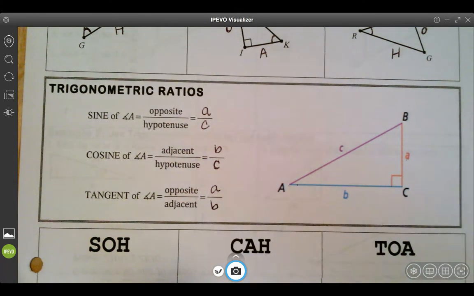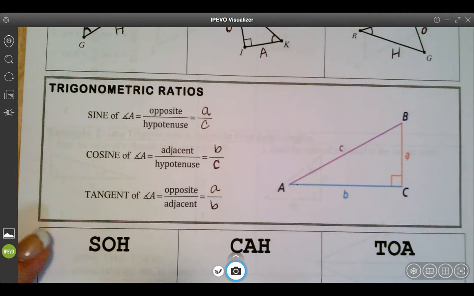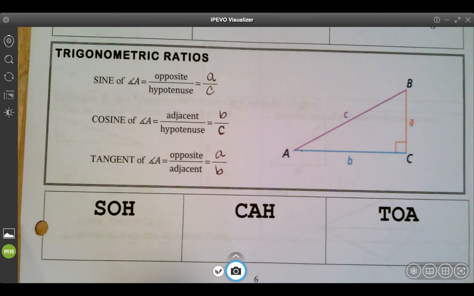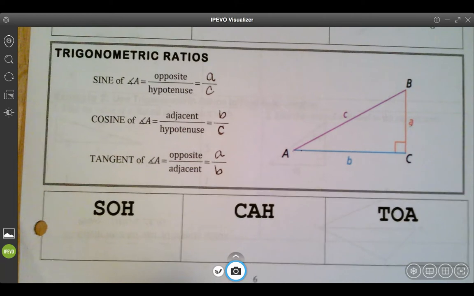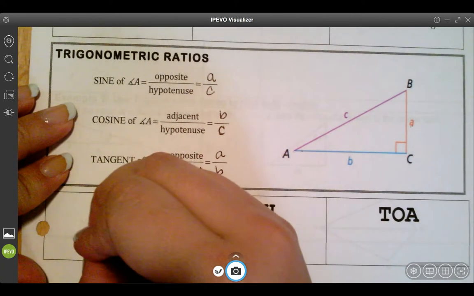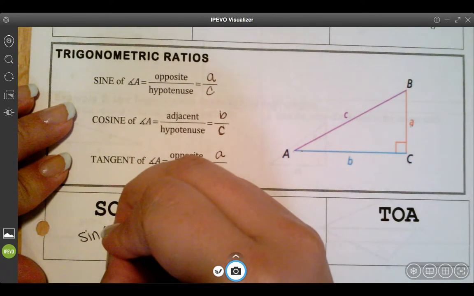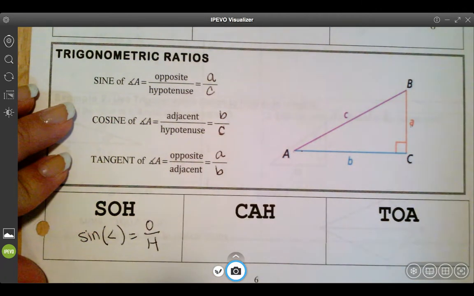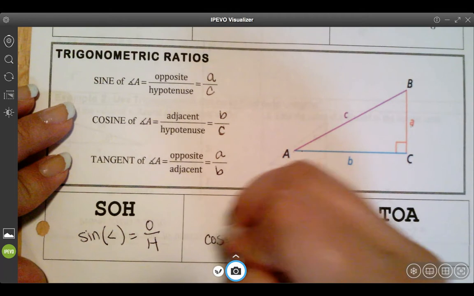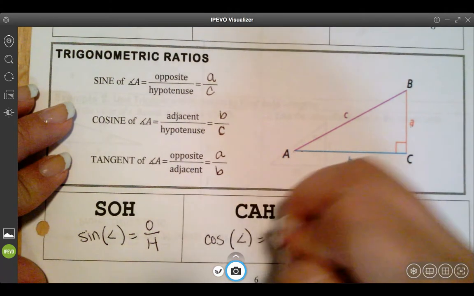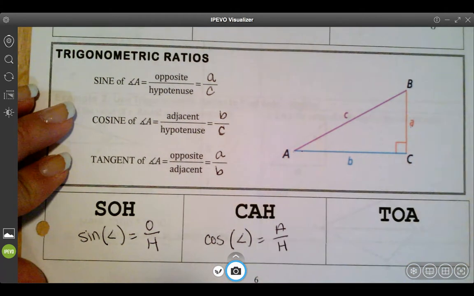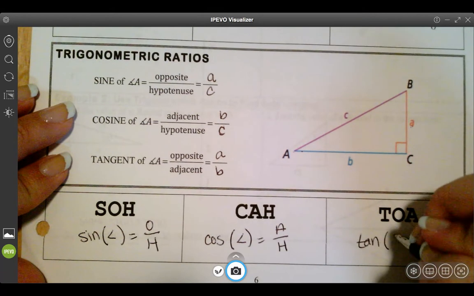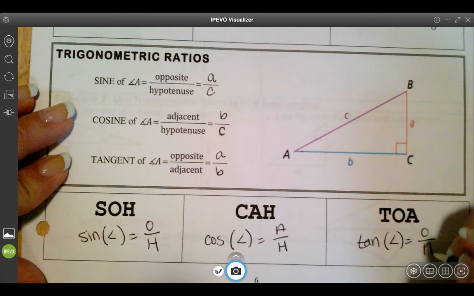Okay? So the way we can remember this that can be helpful is remembering the word SOH CAH TOA. So like I stubbed my toe and it hurt really bad, so I soaked my toe, SOH CAH TOA, okay? And what that stands for is that sine of an angle equals opposite over hypotenuse. Cosine of an angle equals adjacent over hypotenuse. And tangent of an angle equals opposite over adjacent.